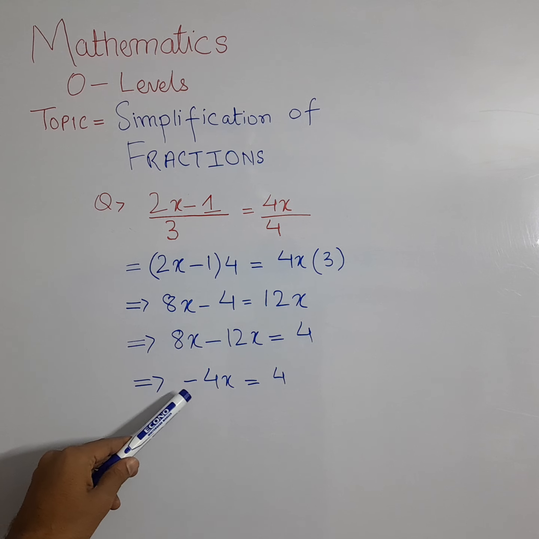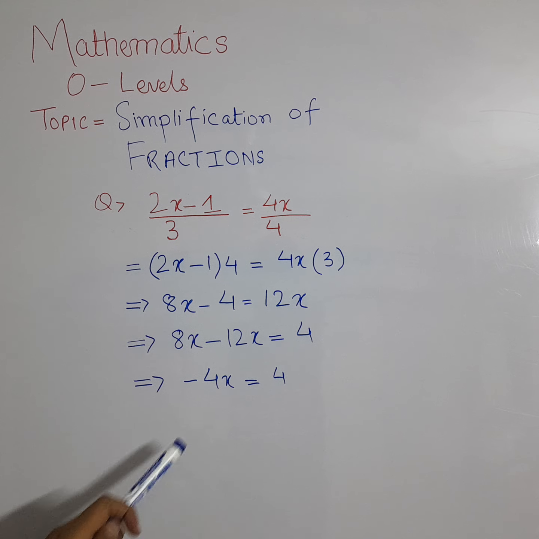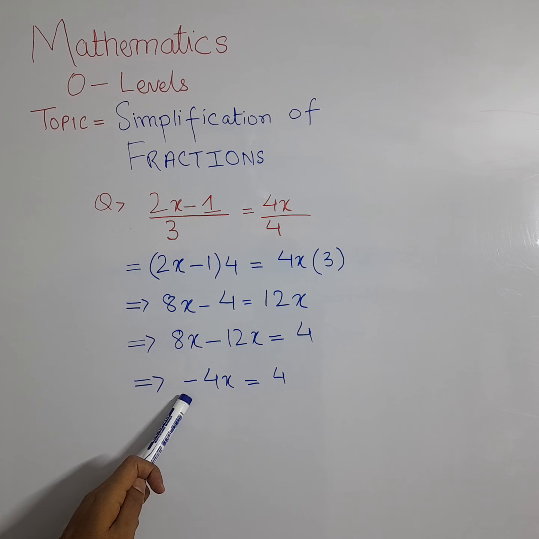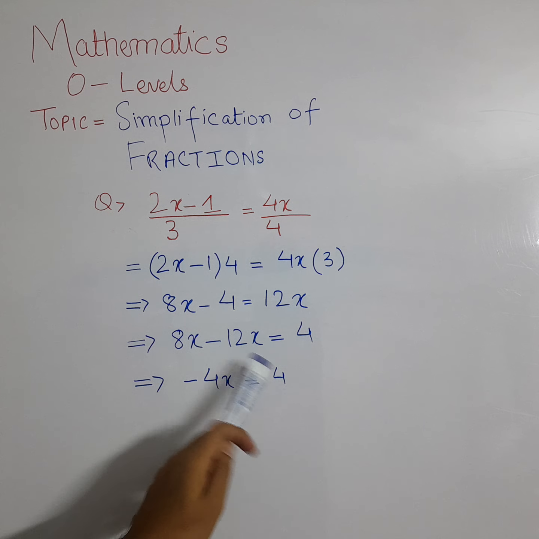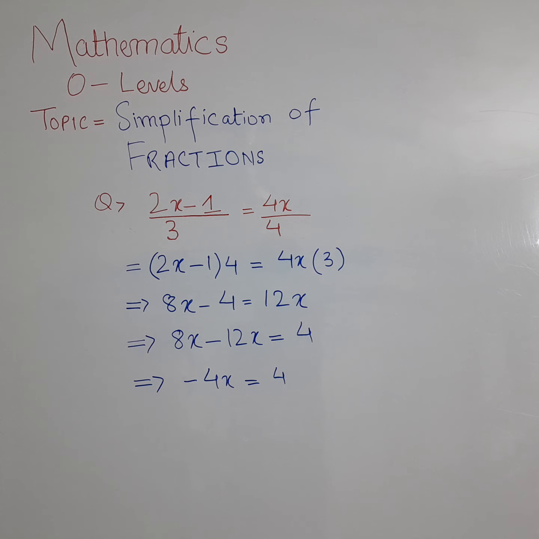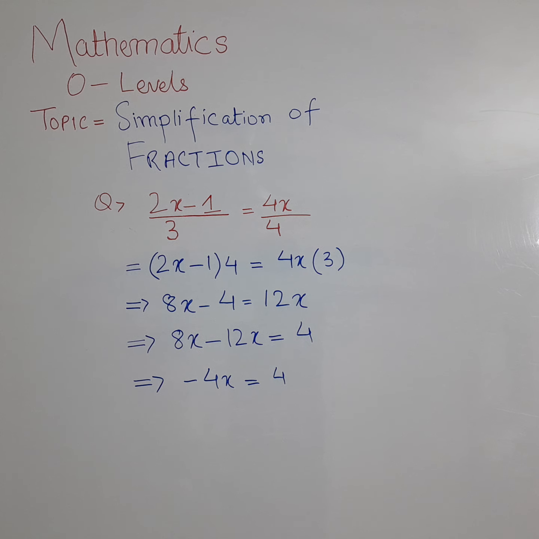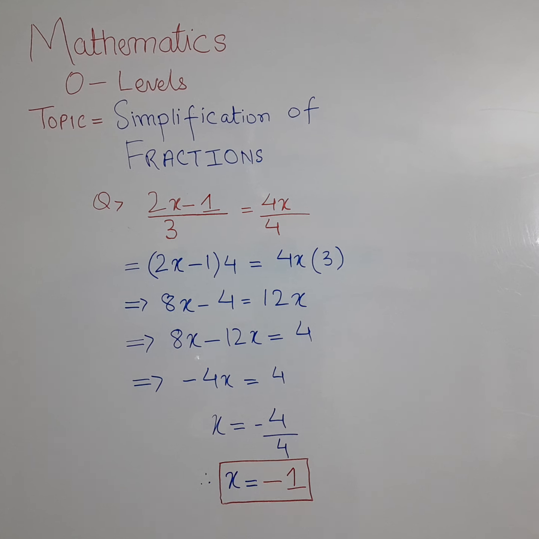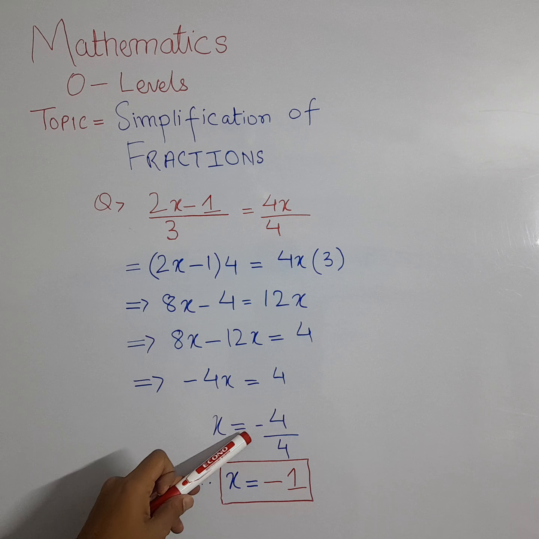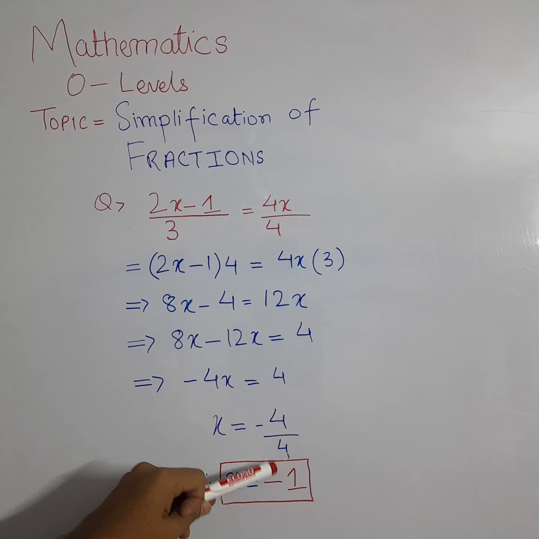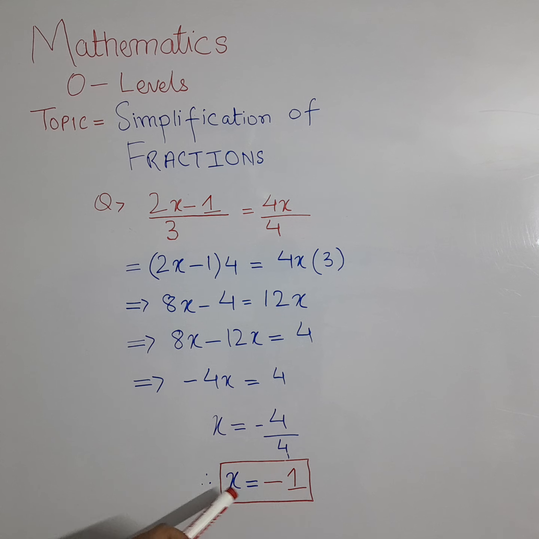Now we have minus 4x is equal to 4. So we will bring the minus 4 to the other side, and then we will finally find the value of x. We have the minus sign here, so on the other side we will have minus 1 as an answer. So x is equal to minus 4 divided by 4. 4 and 4 will be cancelled out. Then we will have x is equal to minus 1.